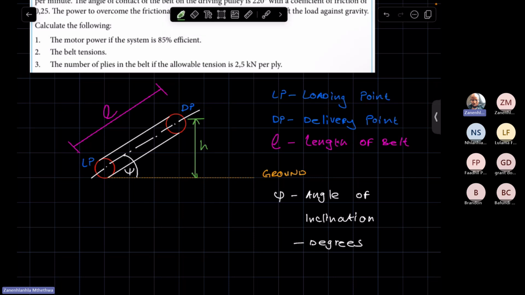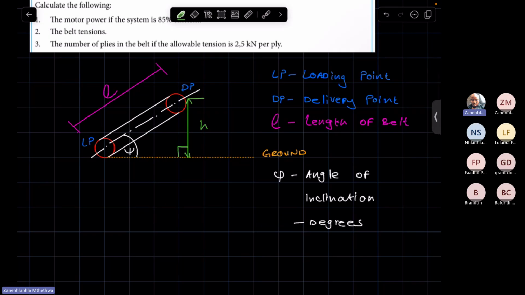Now, the height of the delivery point from the ground, they will either give to you, or they will give you the length of the belt as well as the angle of inclination. And the way you use that is by using trig ratios. If you look at our H here, this essentially forms somewhat of a right angle triangle. So in calculating H, if you've been given the length and the angle of inclination, is by using one of the trig ratios.